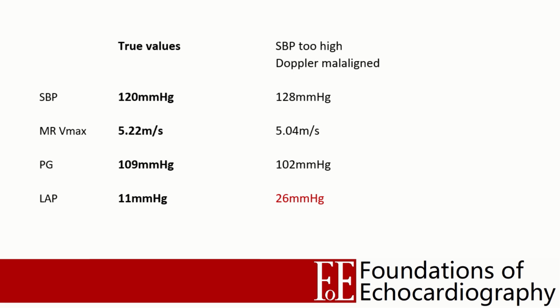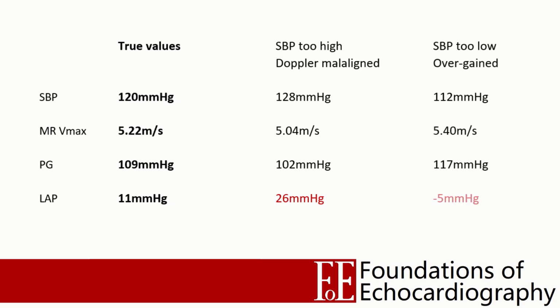What about if our measurement errors were in the opposite direction? So we measure our systolic blood pressure and we get 112, and we measure the MR Vmax and we're slightly overgained and we get 5.4 meters per second. Well, then we'd end up with a left atrial pressure of -5.